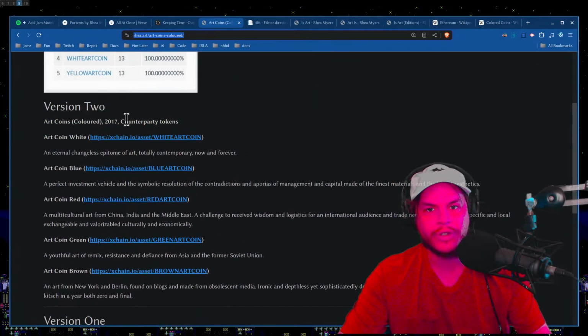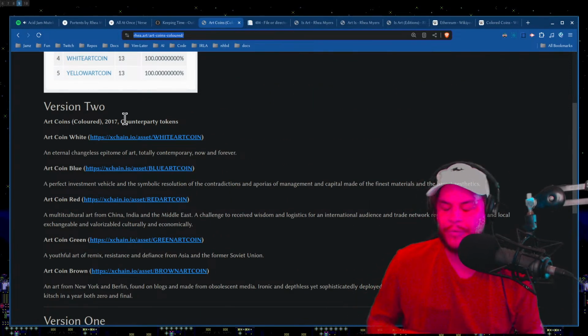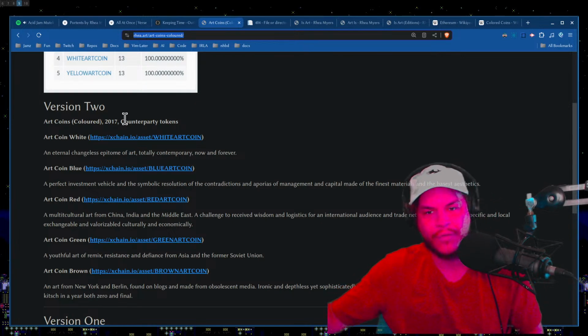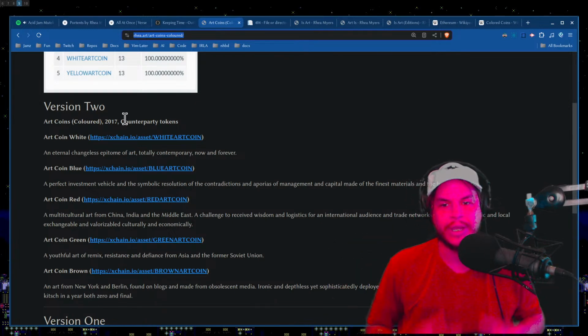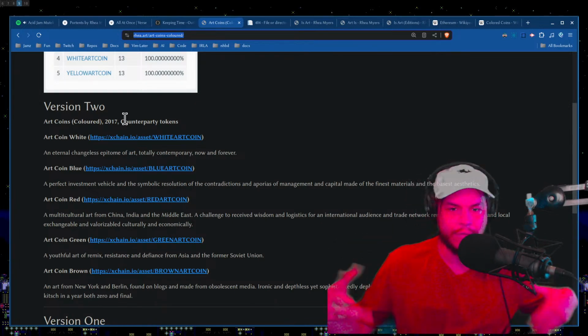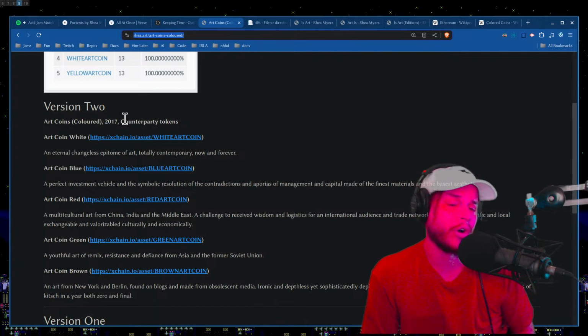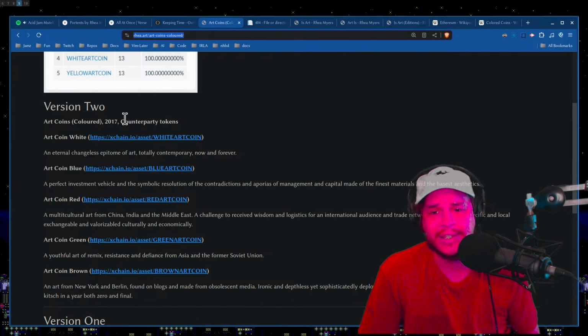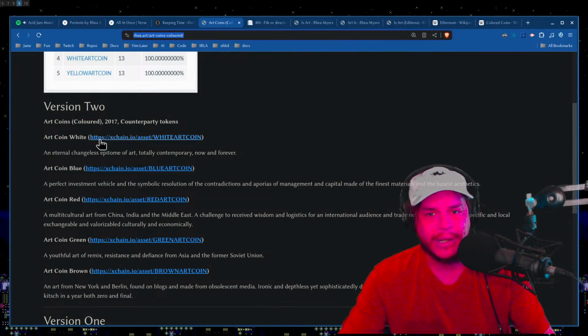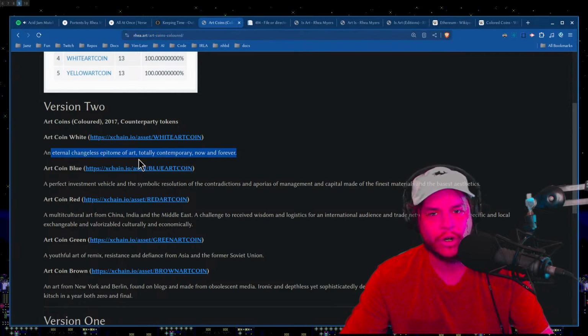And so this is the ones we said right here. It's kind of similar to what we're talking about with the is art, where we could choose what the definitions of art. This one, we're taking these coins and saying, okay, great, since we can define what they are based off of, whatever, we're putting a mark on them, giving them a color and saying that means these things. Here's what we can say about those things. We can say that art coin white is an eternal, changeless epitome of art, totally contemporary now and forever, right?